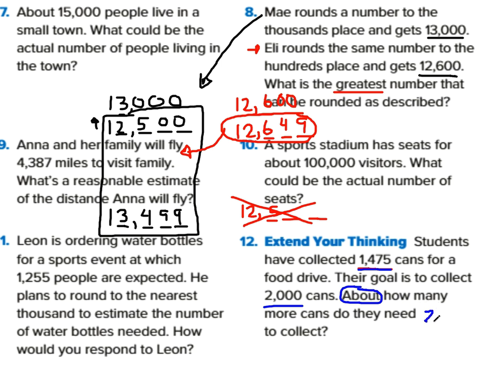They did 2,000, and we're seeing how many is left, so we're taking away what we've already had and did 1,475. And when they subtracted, they got 525. But remember, our keyword is about, so we're looking for those easy numbers to subtract. So we're seeing, what is this number, 1,475, close to?